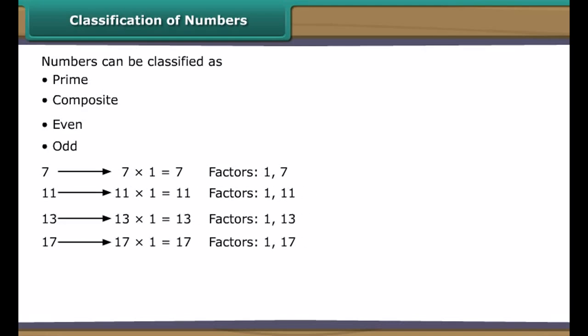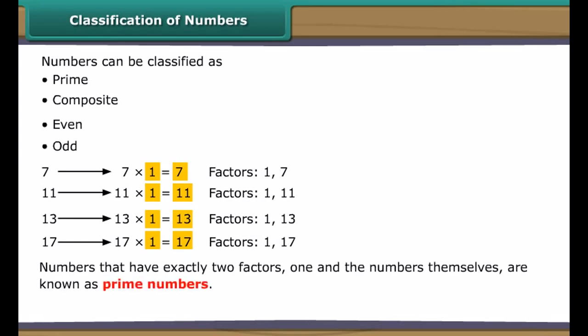Classification of numbers. Numbers can be classified as prime, composite, even, and odd. Let us look at them one by one. Consider the number 7. Let us list out its factors. Let us look at some more numbers and their factors. What is common among these numbers? All these numbers have only two factors, 1 and the numbers themselves.